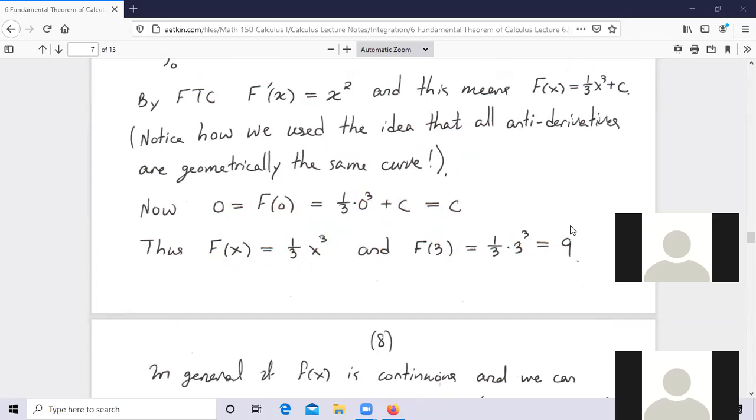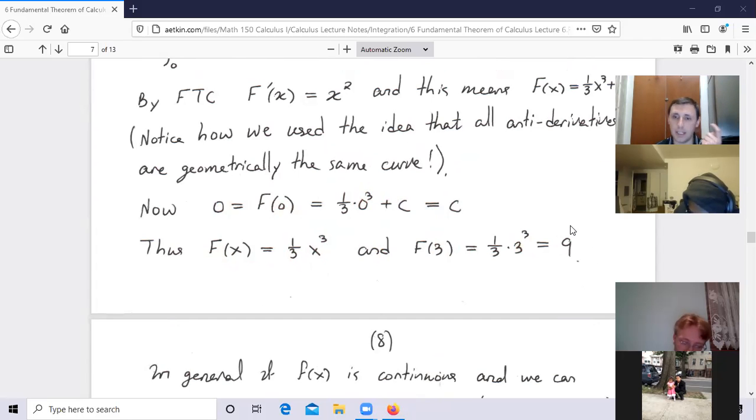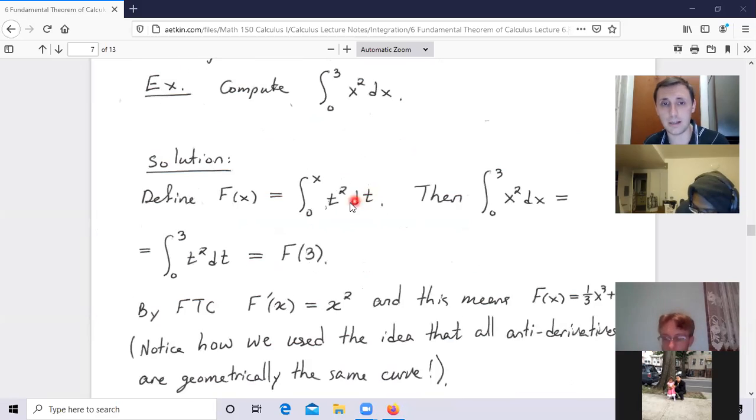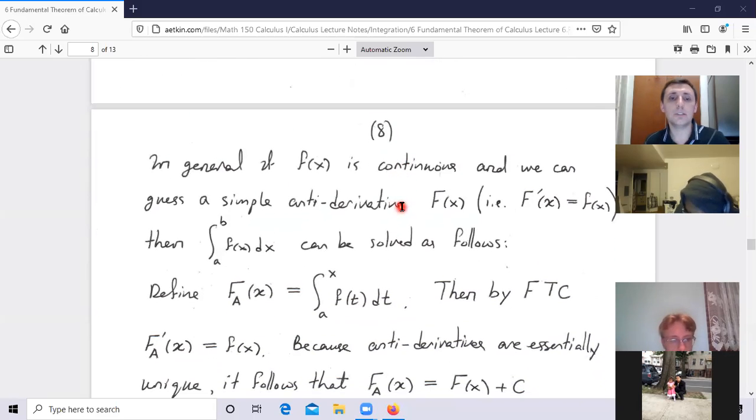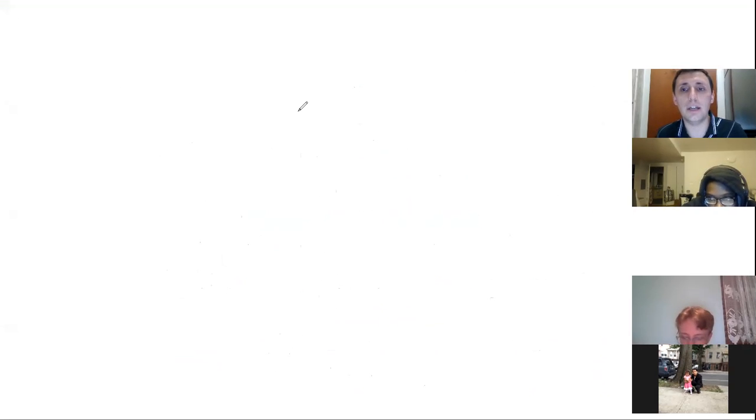Are you with me? Do you understand how I reasoned? I used this idea that the integral function is actually one particular antiderivative. And if I have a simple formula for the antiderivatives of this function, I can use the simple formula to replace the more complicated version of it, the integral. That's what I did here. So let me show you with one more example how that idea works, okay? And then we do the general statement.